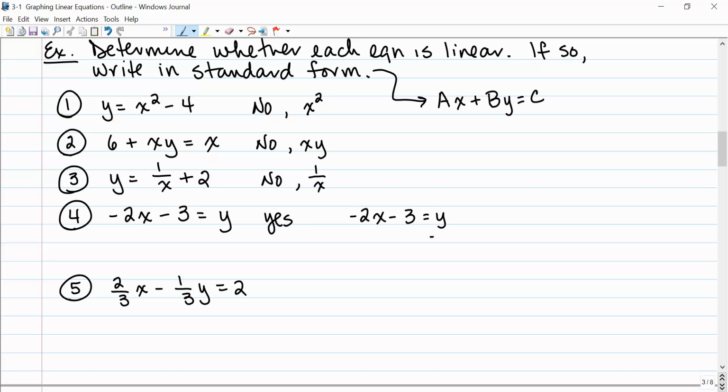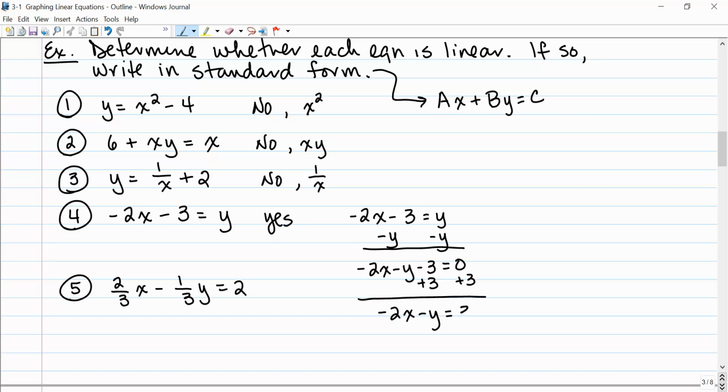So notice my y is on the right hand side. First thing I'd like to do is maybe move that to the other side. So I need to subtract y on both sides. So that's going to give me negative 2x minus y minus 3 equals 0. Now I need to move this 3 to the other side, so I'll add that to both sides. And that gives me negative 2x minus y equals 3.